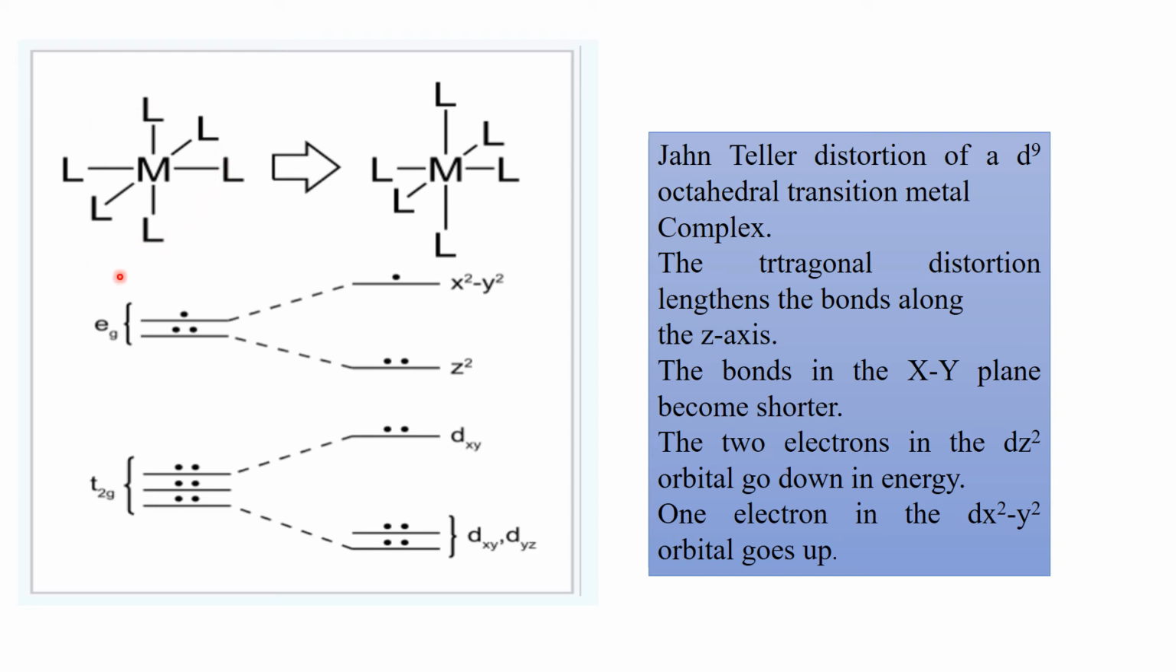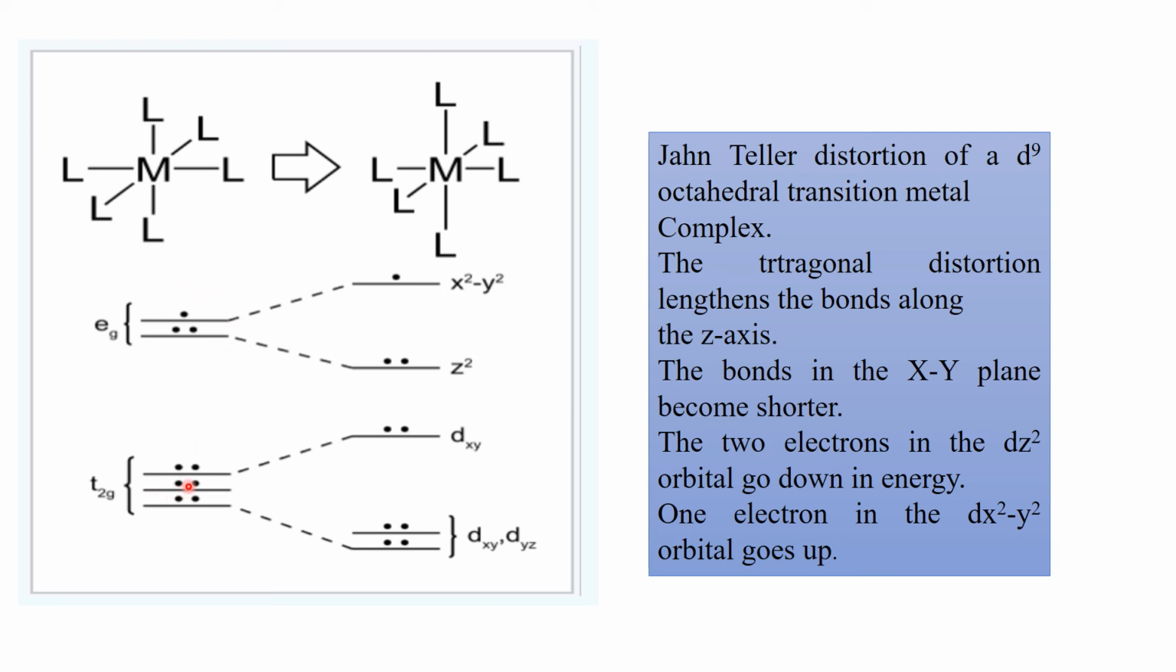This is an octahedral complex, and due to Jahn-Teller distortion, the complex is changed to tetragonal, and the tetragonal distortion lengthens the bonds along the x-axis. That is, metal ligand bond lengths should differ. And this figure represents the case of copper-2 complexes undergoing Jahn-Teller distortion.